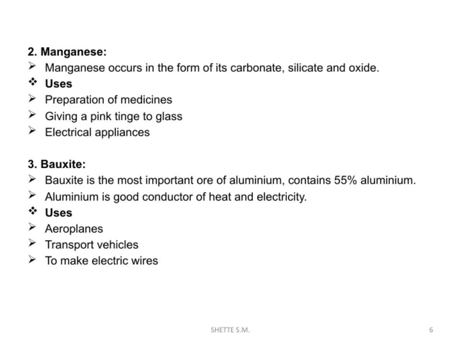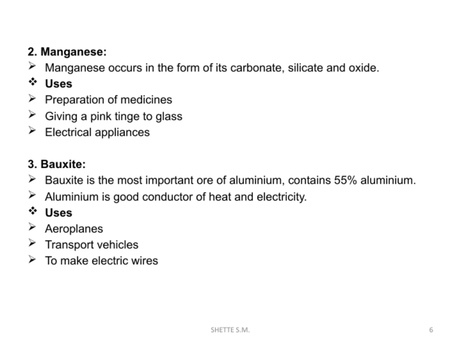Next, let's talk about bauxite. Bauxite is the most important ore of aluminium, containing about 55% aluminium. Aluminium itself is a fantastic metal. It's a good conductor of heat and electricity, which makes it highly valuable in many industries.